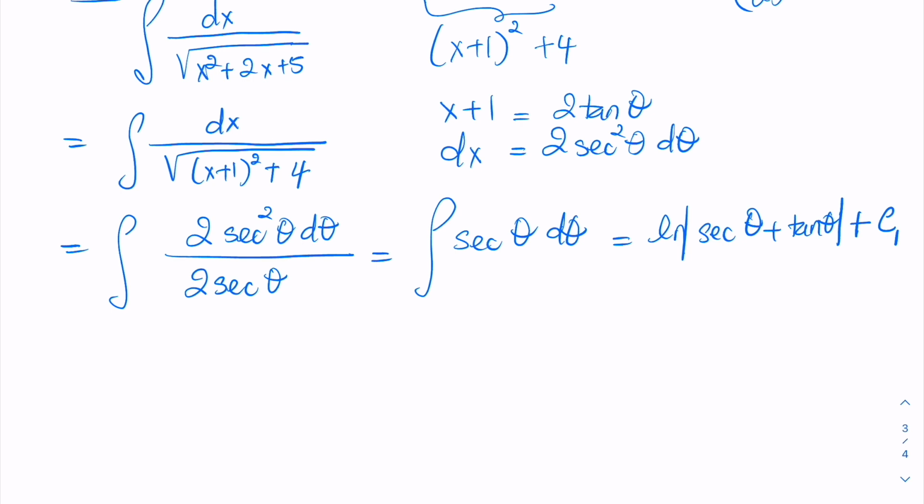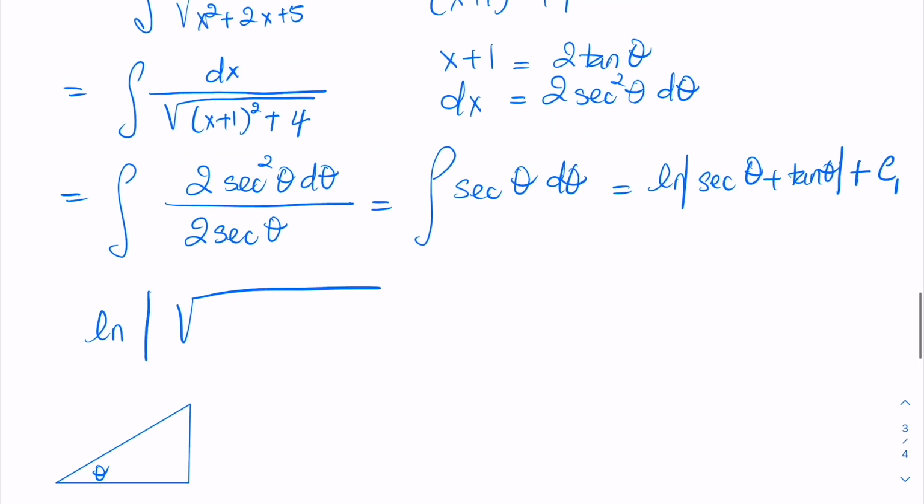The reason I have to put C1 is because we're going to have to rewrite and plug it back in for x plus 1. You can see right here, we have x plus 1 equals 2 tangent theta. Therefore, tangent theta is x plus 1 over 2. So we have x plus 1 over here. That's the opposite. 2 is adjacent. And we have square root of x squared plus 2x plus 5 for the hypotenuse.